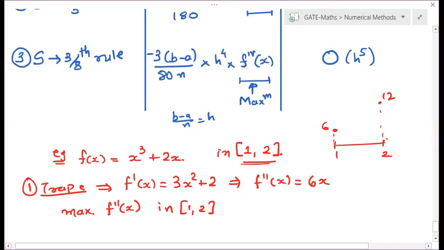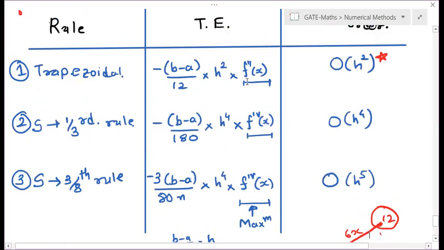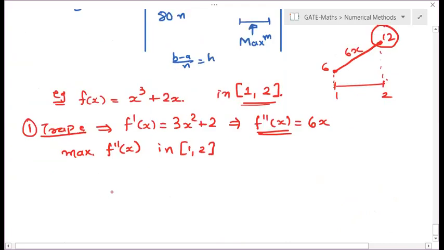And in between 1 to 2, its graph will be like this. This is your graph of 6x. So in this interval, what is the maximum value of 6x? What is the maximum value of f double dash? 12. Okay. So I will take 12 over here for f double dash.